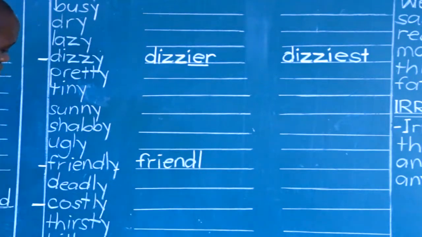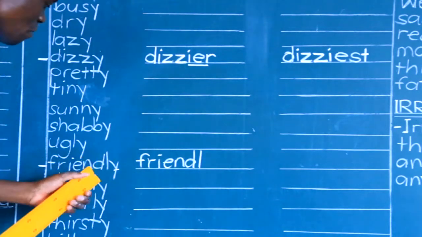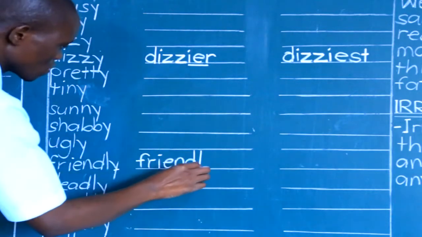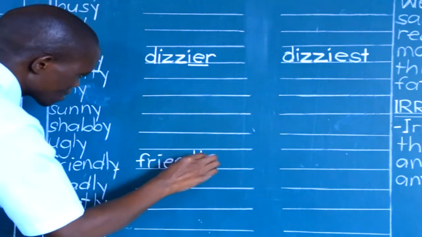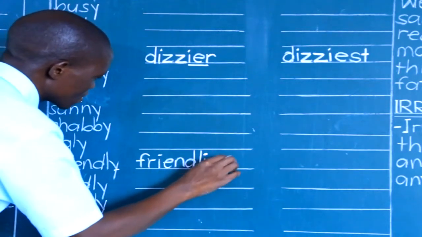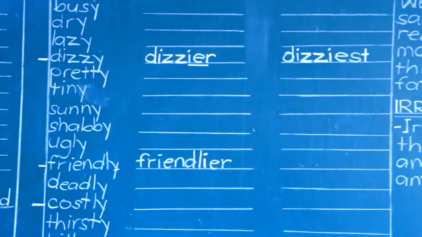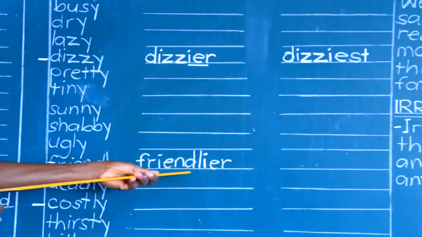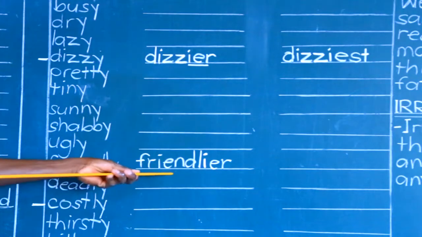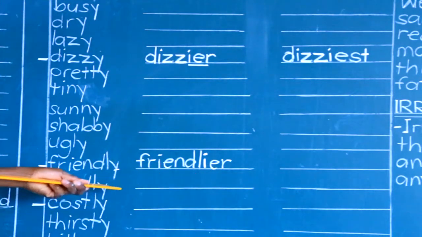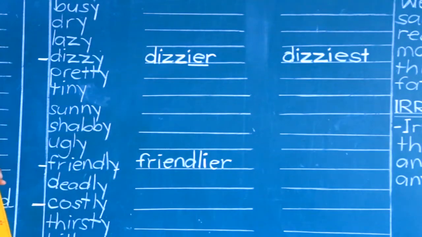FRIENDL. We said replace, meaning remove the last y. So what do you do after removing it? Throw in three letters, I, E, and R. Finally, you have the word friendlier. Puppies are friendlier than kittens. Very correct. Puppies are friendlier than kittens.